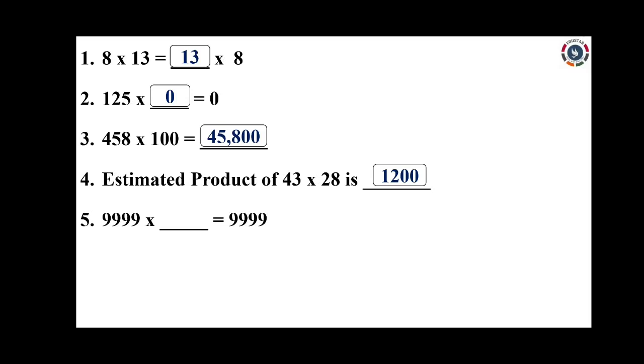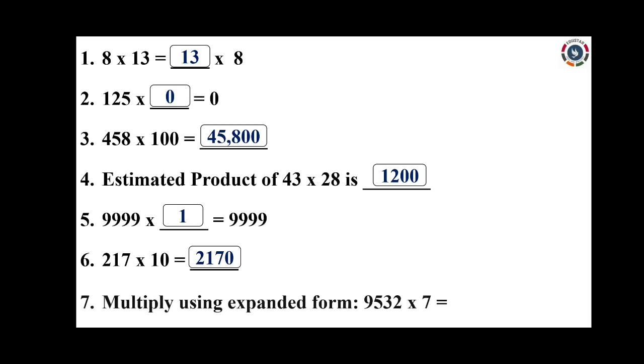Fifth question. 9999 into dash is equal to 9999. When we multiply any number with 1, we will get the same number as the answer. So the answer is 1. Sixth question. 217 into 10 is equal to dash. The answer is 2170. When we multiply any number with 10, put a 0 on the right side of that number.